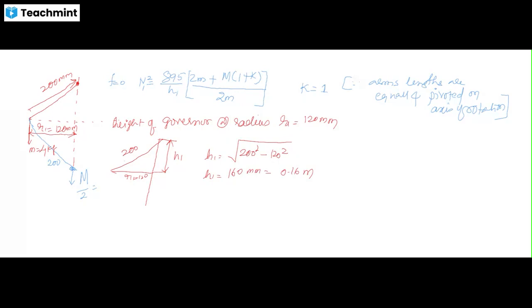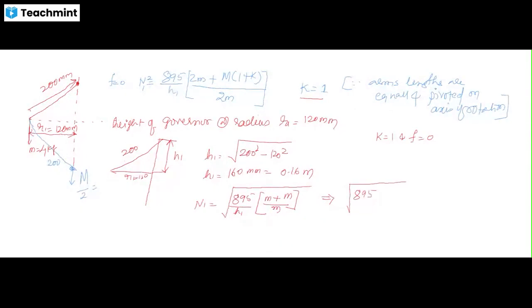Now if you substitute k equal to 1 in this equation, I think you are going to get the criteria k equal to 1 and f equal to 0. Just note down the equation you have noted earlier. So now n1 equal to square root of 895 divided by h1 in bracket small m plus capital M divided by small m. Now substitute values.